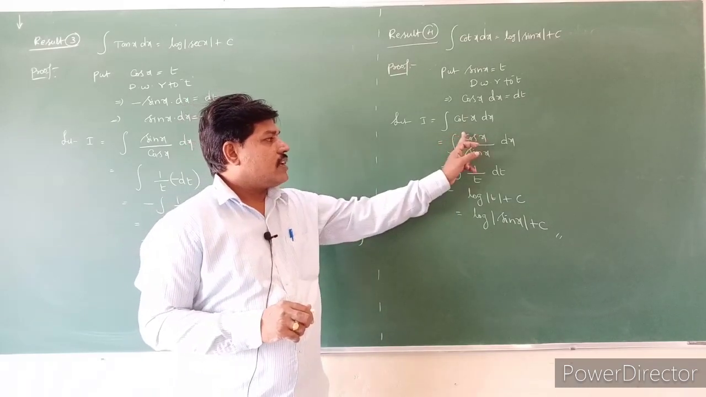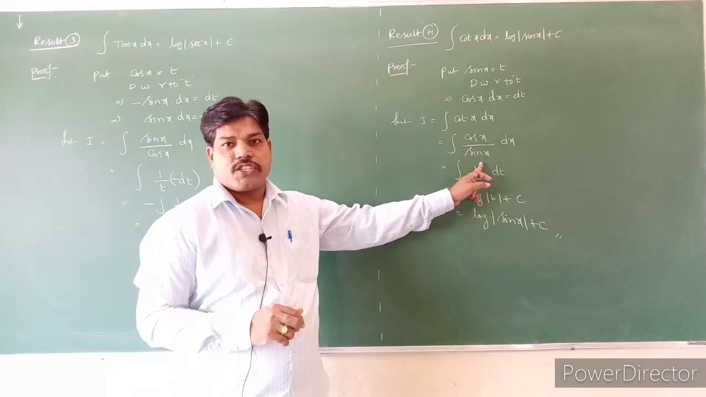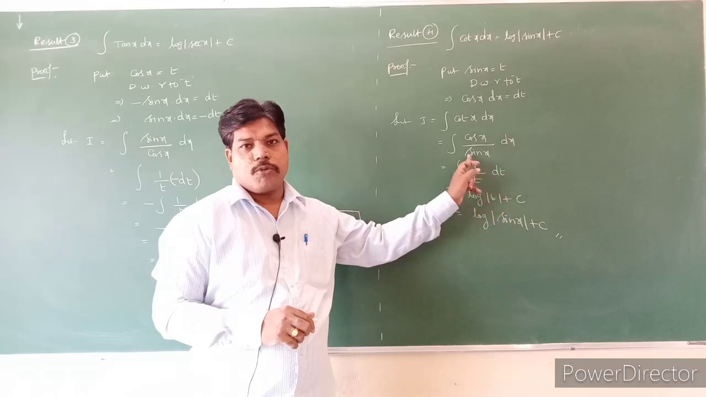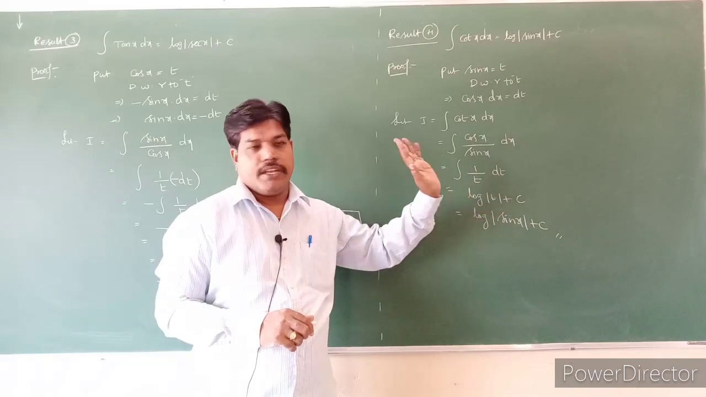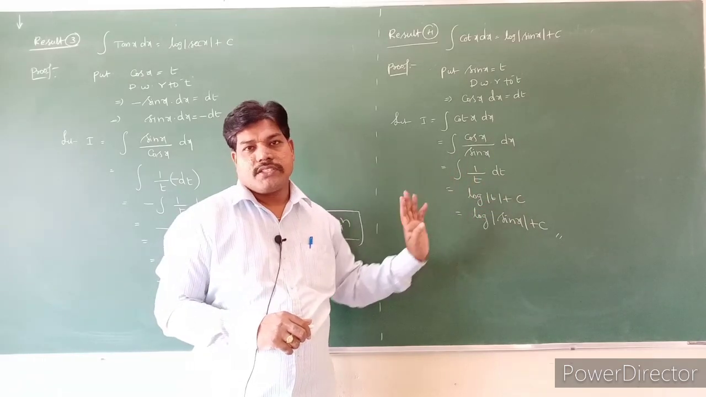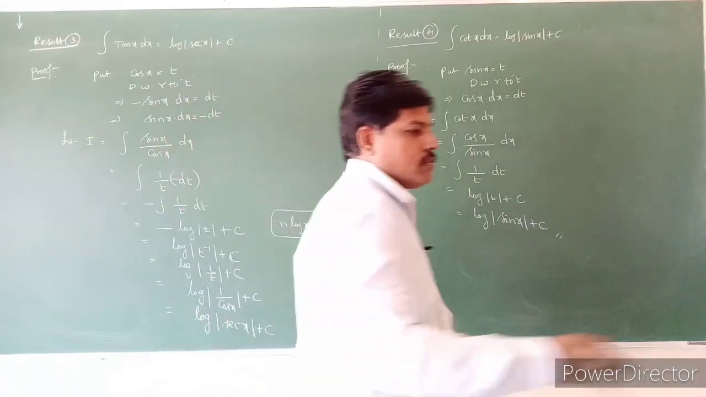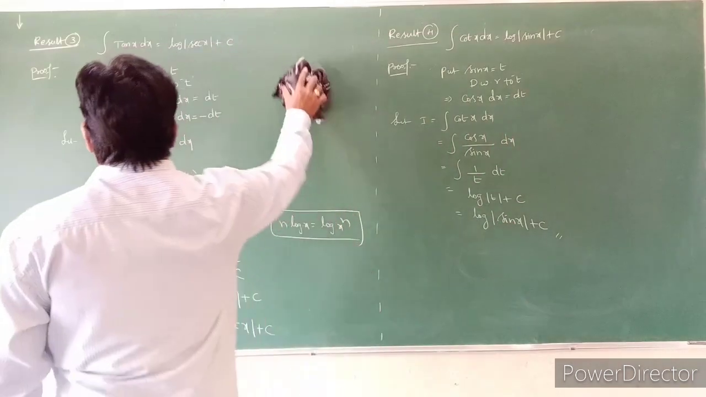So cot x is written as cos x by sin x. Sin x you can take as t, and cos x into dx will become dt. So the problem will become 1 by t into dt. So log of mod t plus c, which is equal to log of mod sin x plus c. So similarly you can see one more formula.